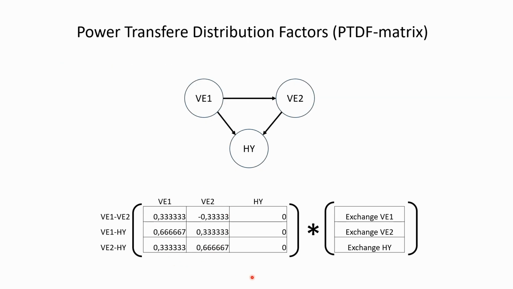Here we have the power transfer distribution factor matrix, and the only thing I have to do now is calculate the export import out of each of these nodes. When I have calculated this export import, I can multiply this vector with the power transfer distribution factor matrix, and then I'll get the flows, the physical flows in the system.